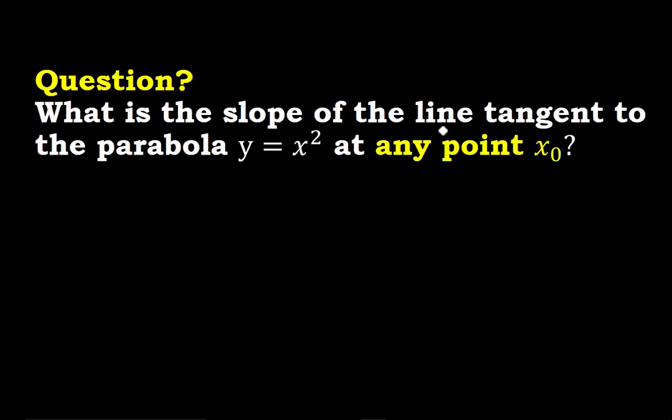What is the slope of the line tangent to the parabola y equal to x squared at any point? Well, since y prime would be 2x, the slope at any point would be 2 times x of 0.